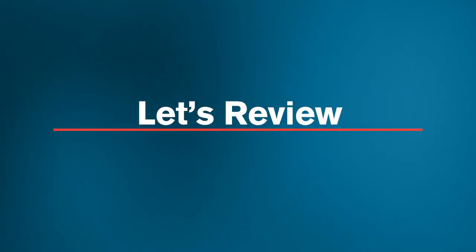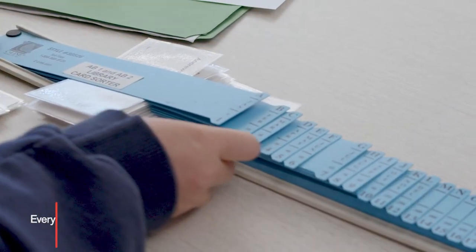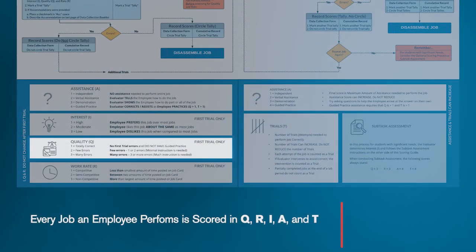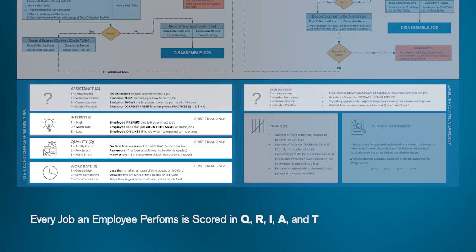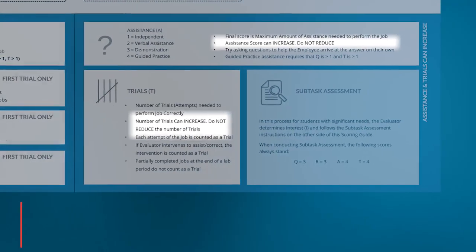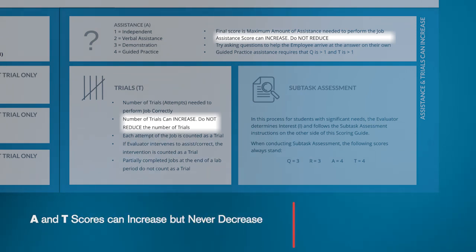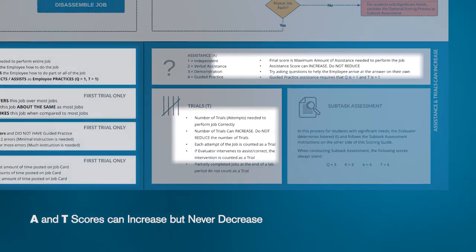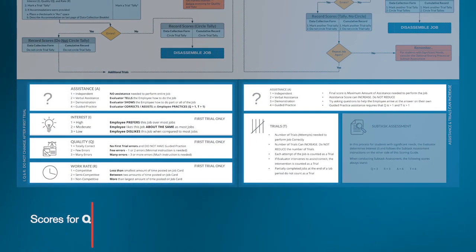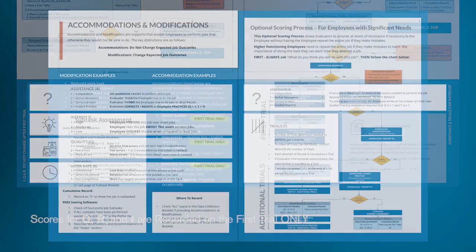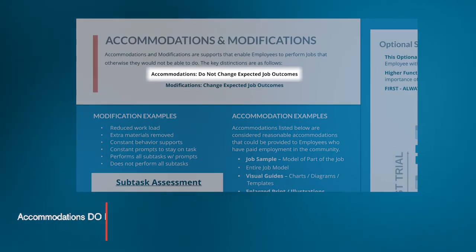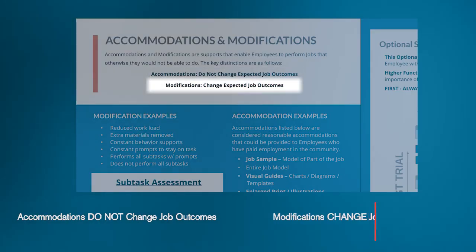Now that we've gone over PAES scoring, let's review. Every job an employee performs receives scores for quality, work rate, interest, level of assistance, and number of trials. Level of assistance and number of trial scores can increase on later attempts, but can never decrease. Scores for quality, work rate, and interest are recorded on the first trial only. Accommodations don't change job outcomes. Modifications do.